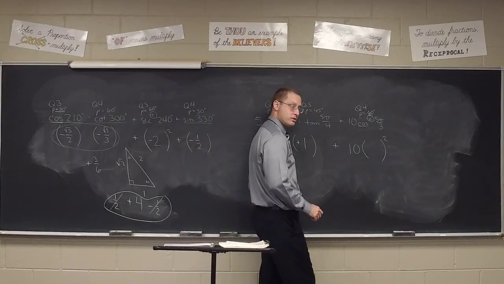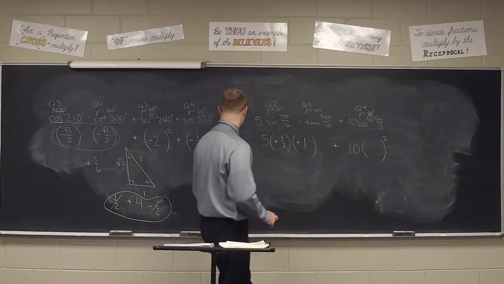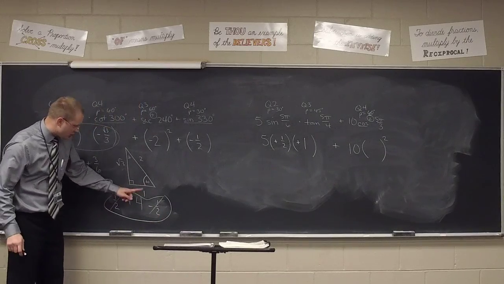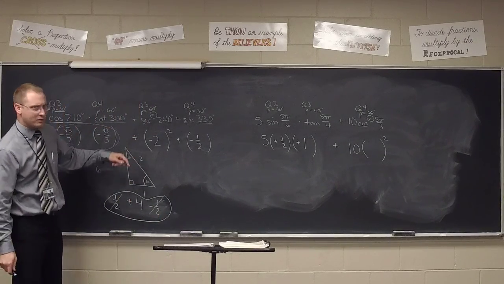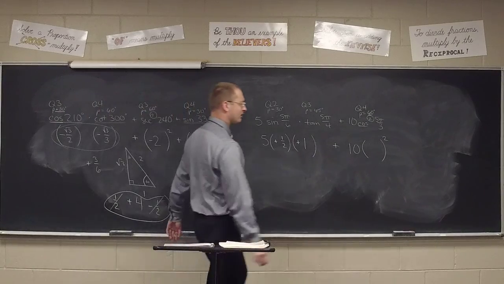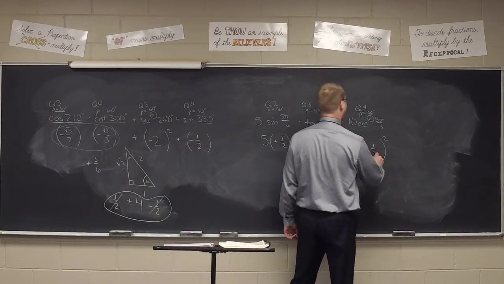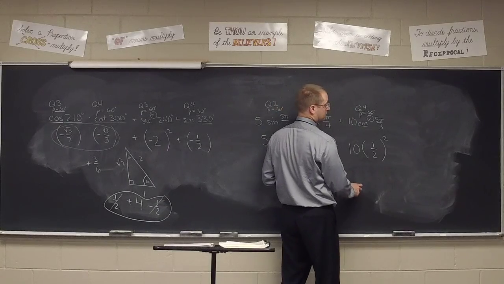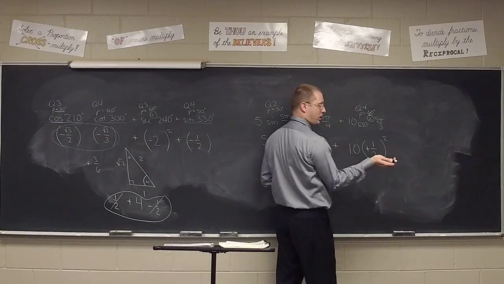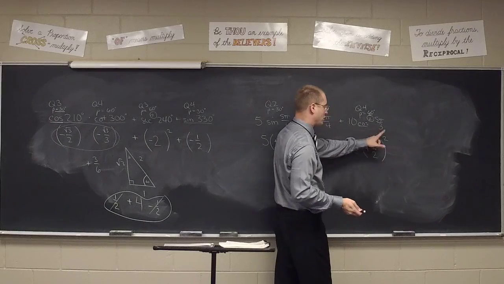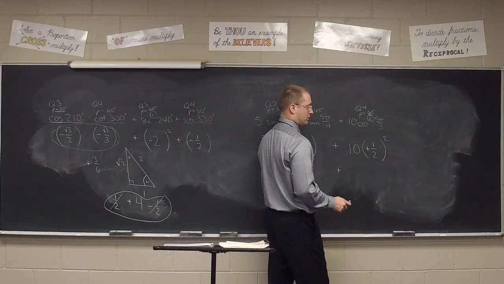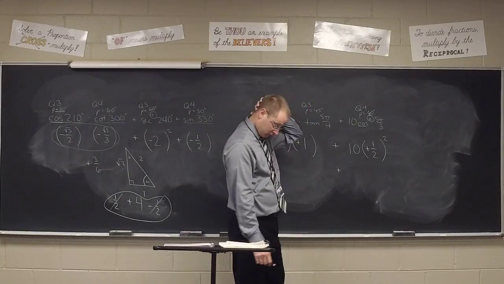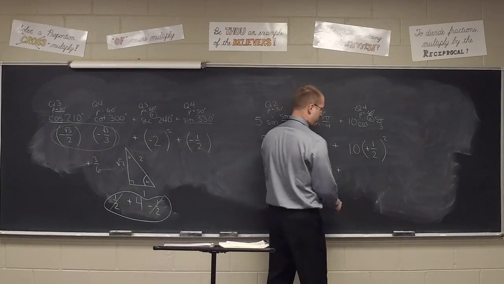Adjacent over hypotenuse. 1/2. Look at the triangle and think. All right, and in quadrant 4 cosine is positive. Not that it matters because it's going to be squared anyway, right? So 1/2 when you square it, you square the 1, square the 2, you get 1/4.